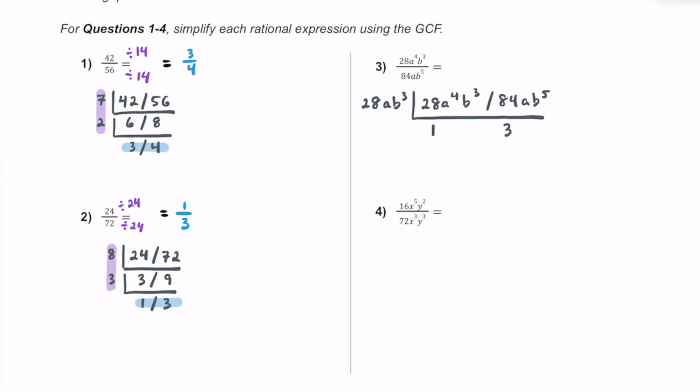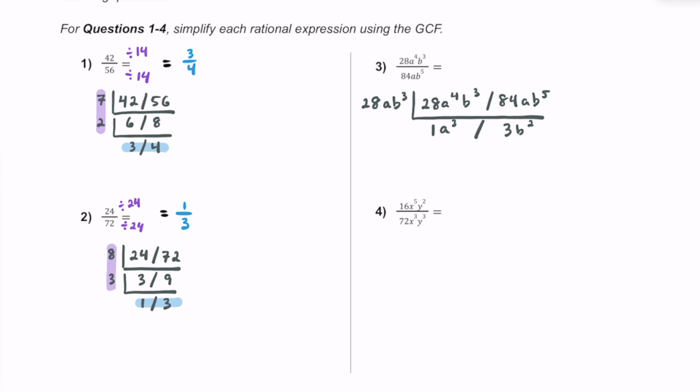If we go ahead and divide this 28a to the 4th, b to the 3rd by this 28a to the 1st, b to the 3rd, I think we're going to still have 3 a's multiplied together over here, and no more b's. When we go ahead and take this 84ab to the 5th power and divide by 28ab to the 3rd power, we definitely have that 3 there. We're going to have no more a's, but I think we're going to have 2 b's multiplied together left here.